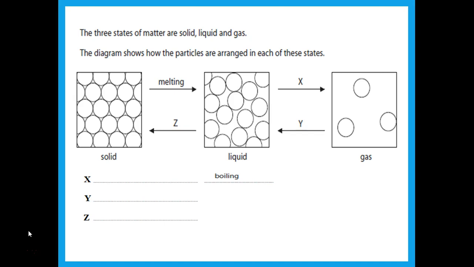Y is what? It's going the other way around, from gas to liquid. Gas to liquid is condensing. And Z is going from liquid to solid, so liquid to solid is freezing. Were you able to do that?